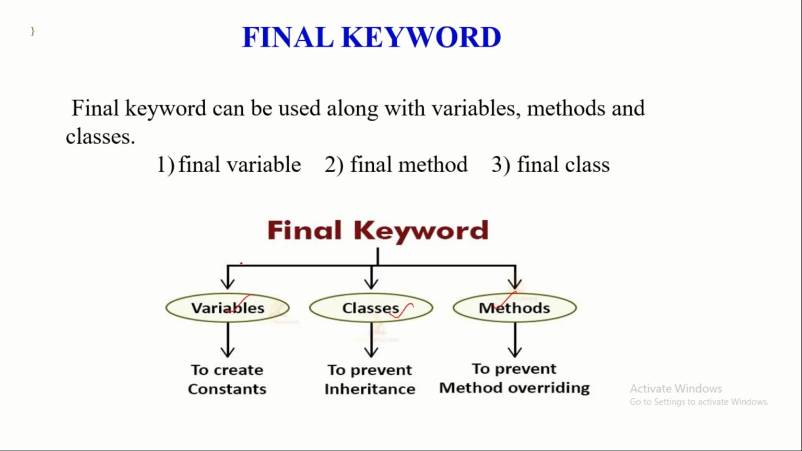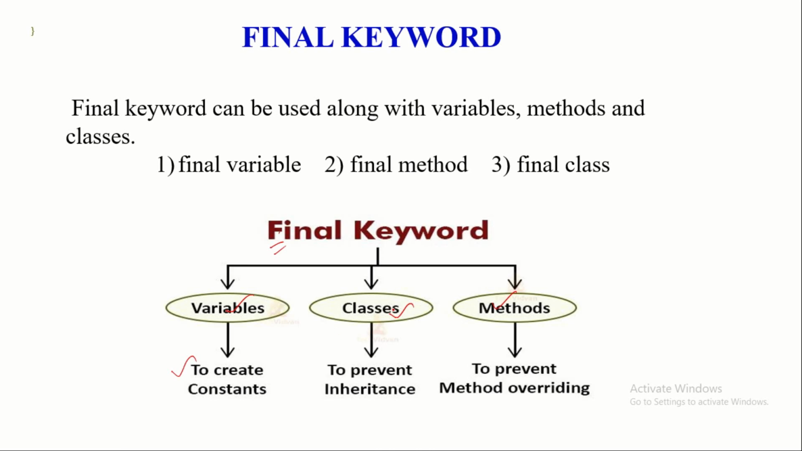The final keyword is used along with variables in order to create constants. Whenever final variables are declared, they also need to be initialized with some value, and that value should not be changed during the execution of the program. What is the use of having the final keyword when a variable is created? The value initialized to that variable should not be changed during the execution of the program.